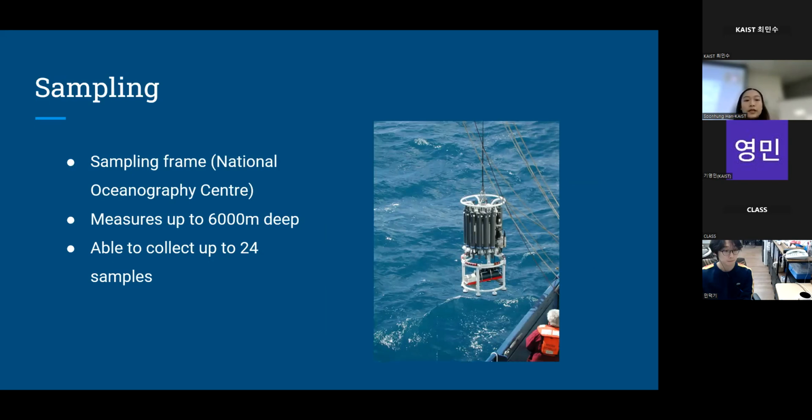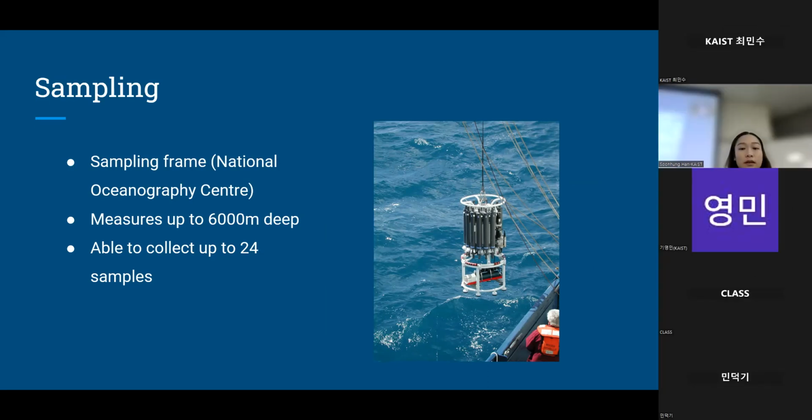For sampling, we can take a look at an example of the sampling frame created by the National Oceanography Center, which can measure up to 6,000 meters deep and is able to collect up to 24 samples. This seems amazing, but for the scope of our project, we will be focusing more on shallower waters, and we will be limiting the size and the number of our samples for the practicality of our ROV. We would also want our ROV to be more autonomous and be able to move further away from the shore without the need for the control stations to move with it as much.